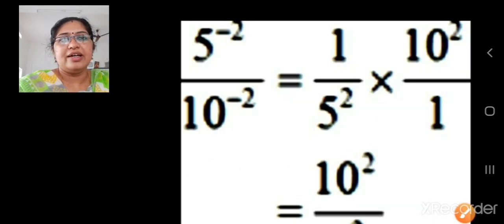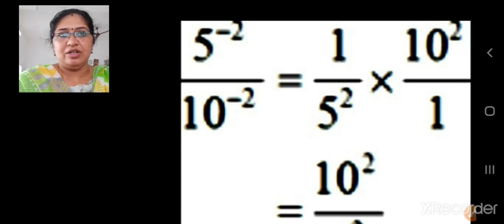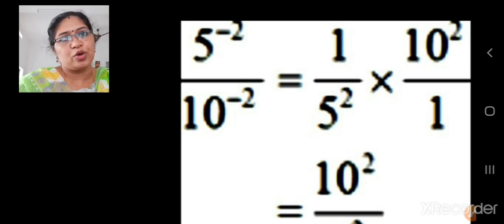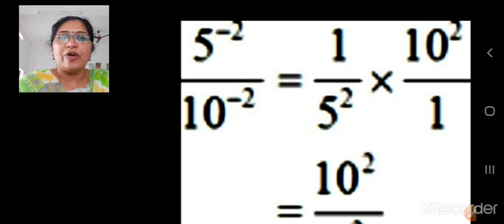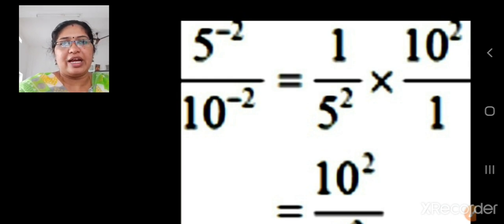So children, here division. Okay. 5 raised to minus 2 divided by 10 raised to minus 2. So I told that negative powers will be changed to the positive when you take the reciprocal of it. Okay. So 5 raised to minus 2 means you can take its reciprocal, that is 1 by 5 raised to 2. Okay, 1 by 5 square. Negative turned to positive when you took the reciprocal.